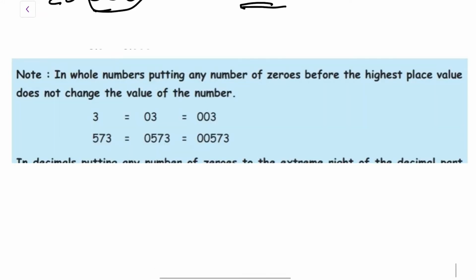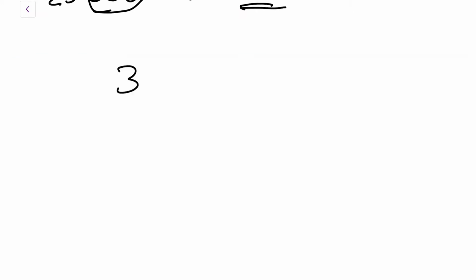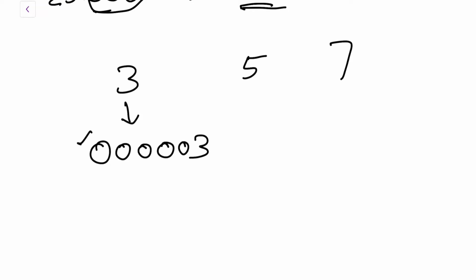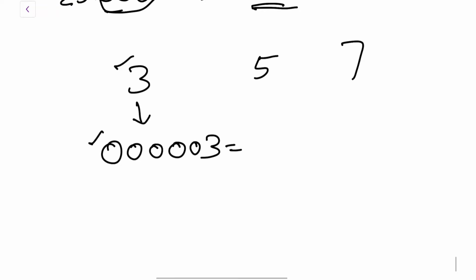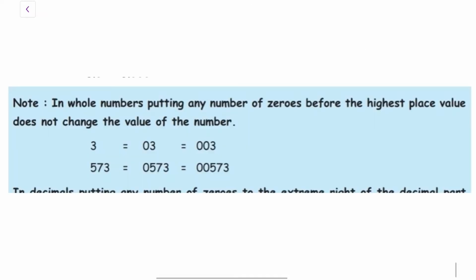In whole numbers like 3, 5, 7, if you put any number of zeros before the highest place, the value does not change, right? 0, 0, 0, 0, 0, 3 is still 3, correct? You can put any number of zeros before the highest place in whole numbers. So in whole numbers, putting any number of zeros before the highest place does not change the value.